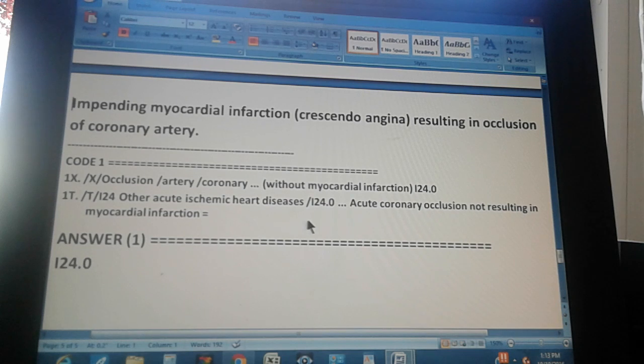So let's keep going. I-24.0. What is that? It's acute coronary occlusion not resulting in myocardial infarction. And that's the key part here. Not resulting in myocardial infarction, which means that there's no myocardial infarction yet. Okay? So that's why there's an equal sign at the end. It means that that's our answer, right? Where's the equal sign? Right there. And that's the answer, I-24.0.